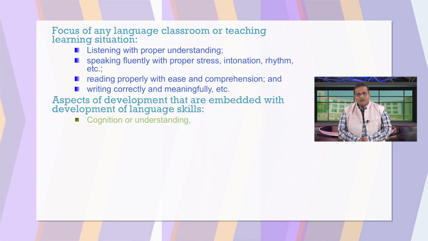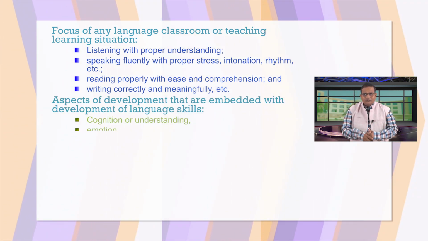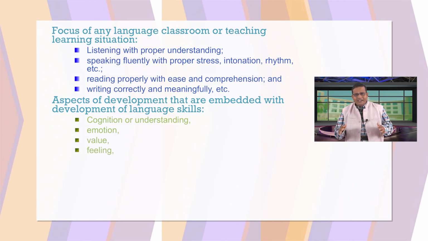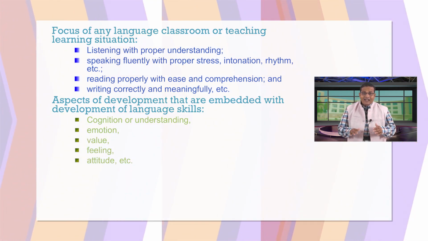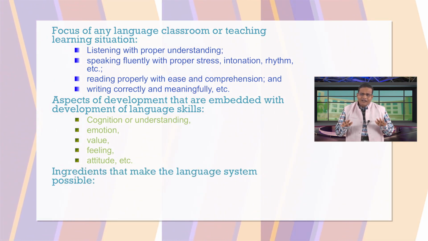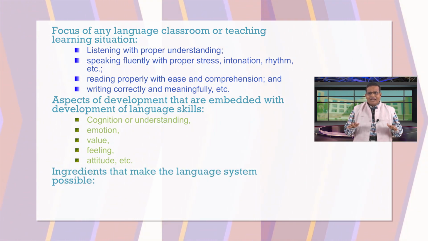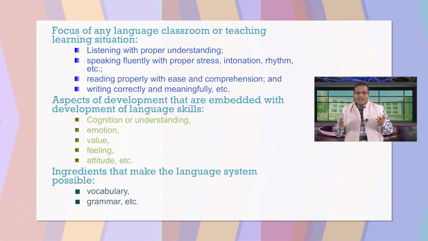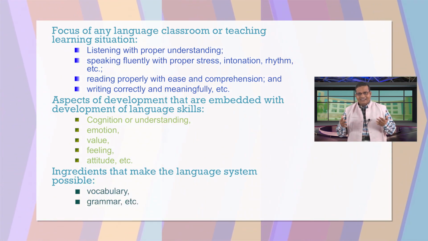Development of cognition or understanding, emotion, value, feeling, attitude, etc. are embedded with development of language skills. The different ingredients that make the language system possible are vocabulary, grammar, etc. Literature is one important tool which facilitates language. Language along with literature intends to complete the language process.